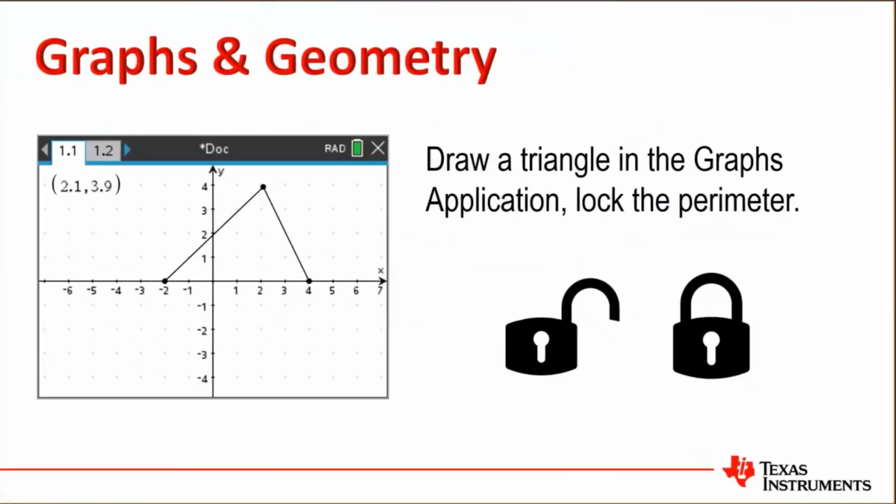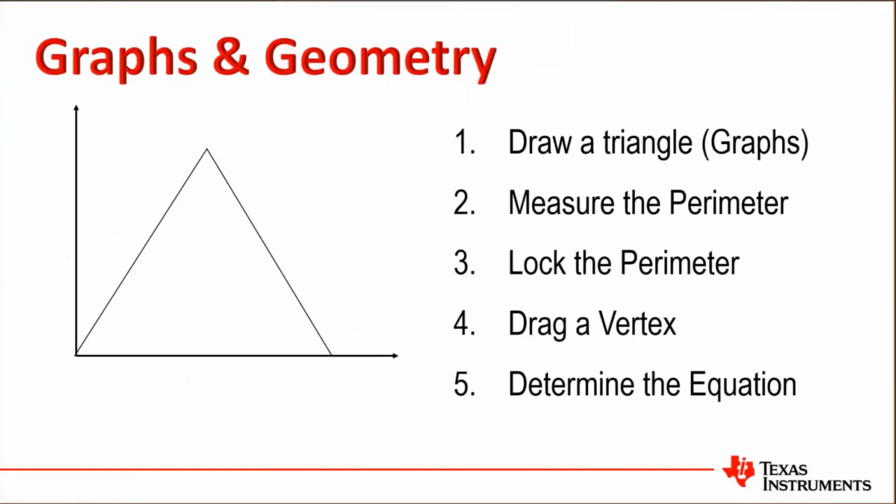So this time we're going to put the triangle in the graphs application and lock the perimeter. And people might like to put in the chat what path the vertex might follow if the perimeter of our triangle is locked. All right, so it's the same sort of thing as what we did before. We're going to draw a triangle, but in the graphs application. This time measure the perimeter, not the area. We'll lock the perimeter, drag the vertex, and then try and determine an equation.